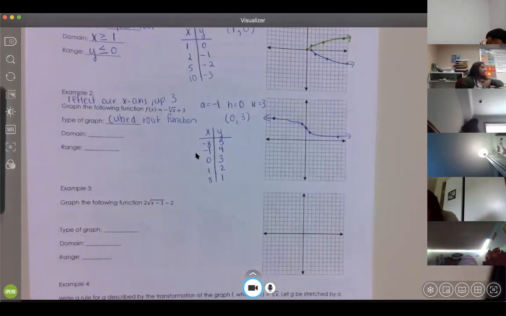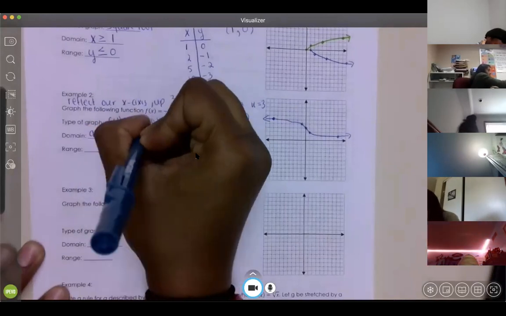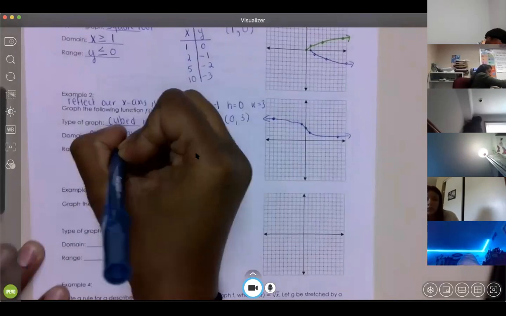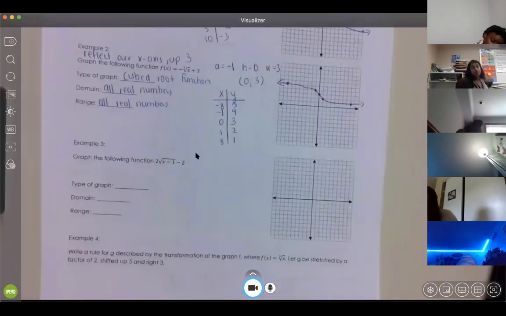All right, domain and range is always very easy for cubed root functions. It never changes. The domain is always all real numbers, and the range is also going to be all real numbers. Any questions about example 2? Does anyone need more time?